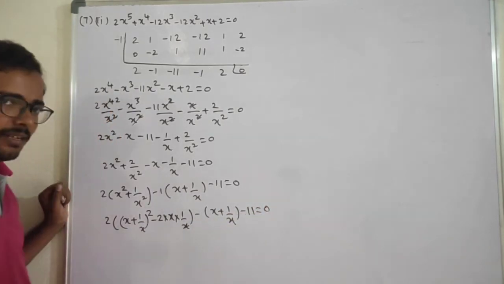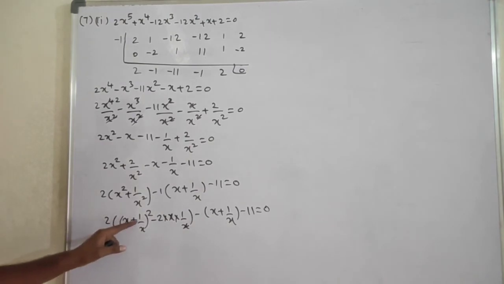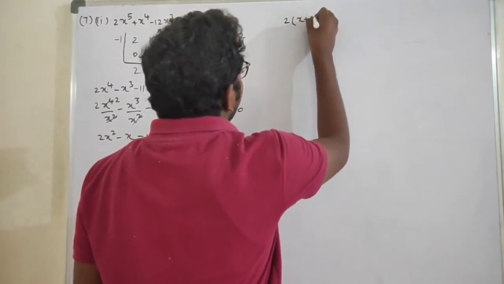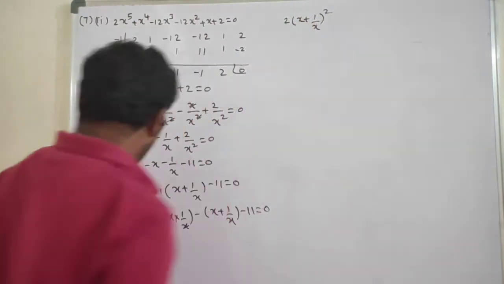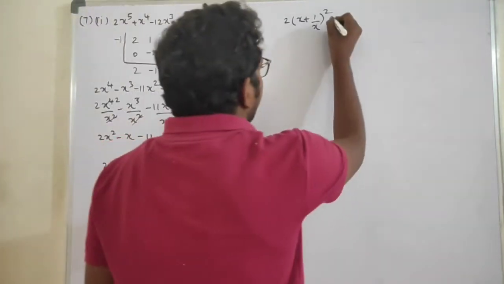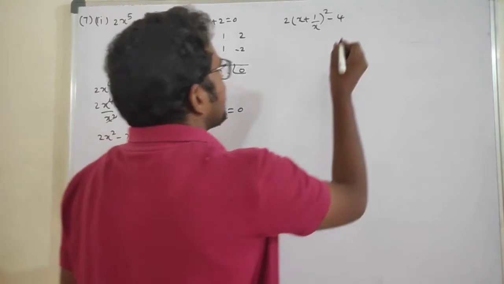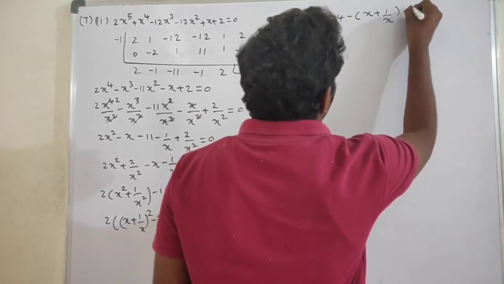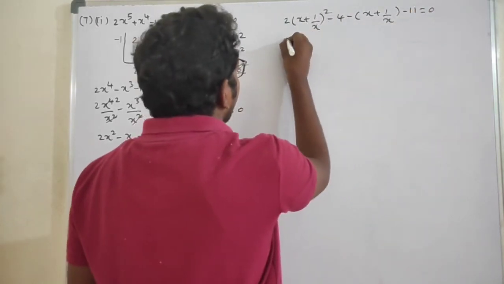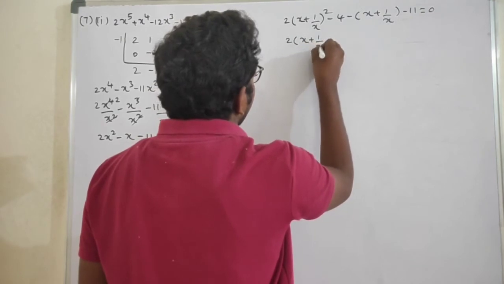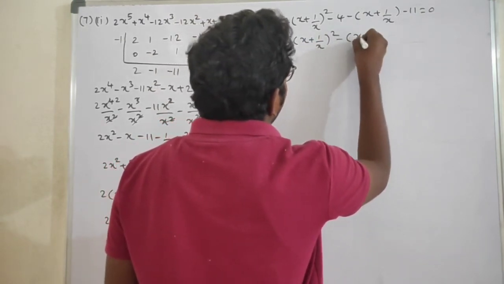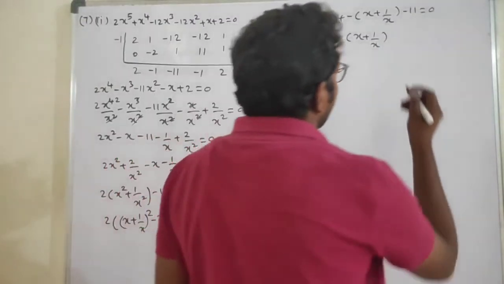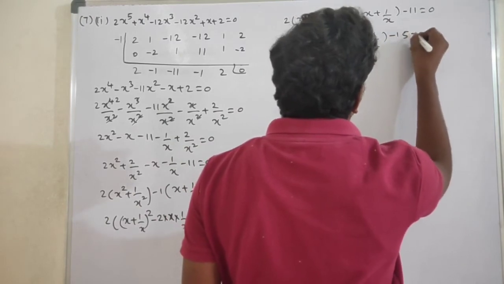Here x gets cancelled. So multiply with 2. 2 into x plus 1 by x whole square, 2 2s are 4, minus 4, minus x plus 1 by x, minus 11 equals 0. So 2 into x plus 1 by x whole square minus x plus 1 by x, minus 4 minus 11 is minus 15, minus 15 equals 0.